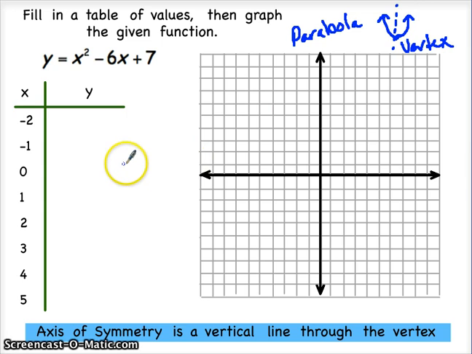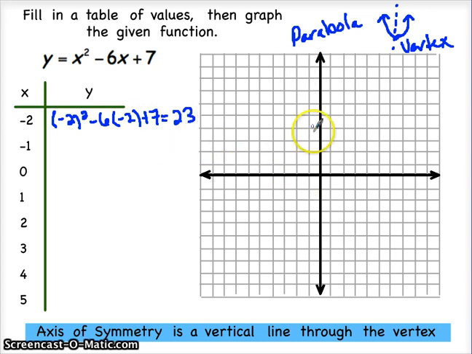perfect half. Now, one of the simplest ways to graph any function is to remember that you can just take x values and plug them into your equation, such as saying that negative 2 squared minus 6 times negative 2 plus 7 will come out to 4 plus 12 is 16, plus 7 is going to be 23.